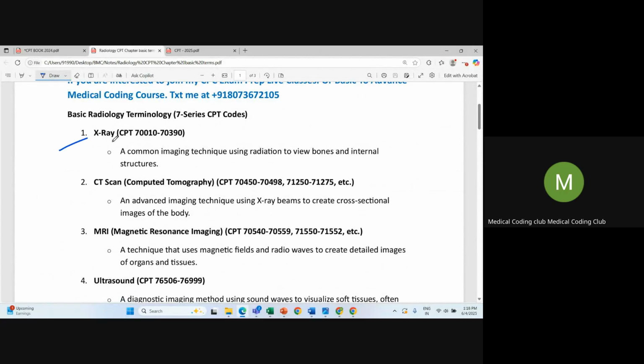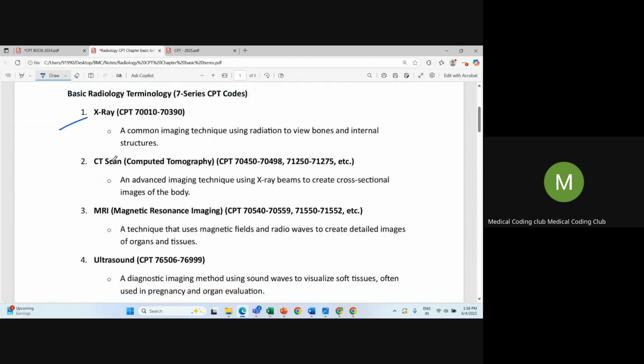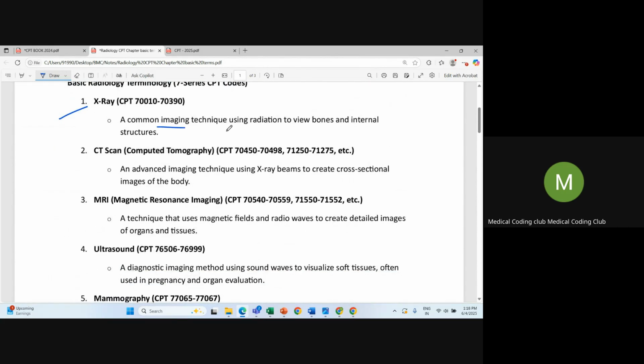So if you can see, what is X-ray. X-ray is a common imaging technique using radiation to view bones and internal structure. Okay, so X-ray is the most common and oldest imaging technique. Okay, so here they'll use a small amount of radiation to produce an image of bones and certain internal structures. Okay, so that is the purpose of X-ray.